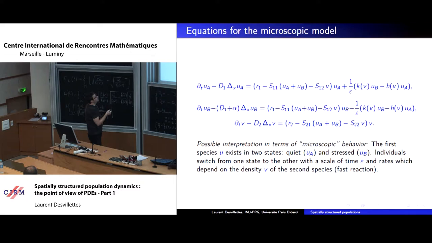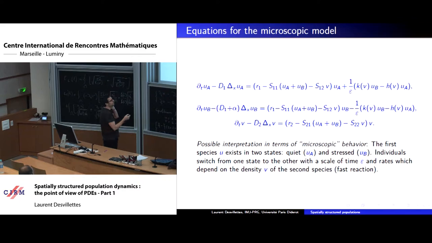Then you write down here the terms of competition, and once again, the only thing that you change is that you consider that the individuals in the states A and B compete with all the individuals of the species U with the same rate S11. So this is quite natural. This is multiplied by UA and UB because those are rates. And finally, the most important term is the one which appears with a 1 over epsilon in front. And this 1 over epsilon is really appearing here because we say that the time scale for this microscopic model is very small with respect to the time scale on which U and V evolve. And so you have to put a very large rate here, meaning that this is a process which goes on very quickly.